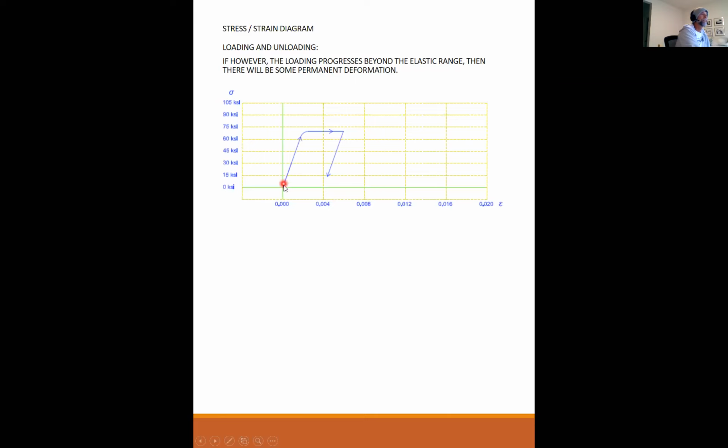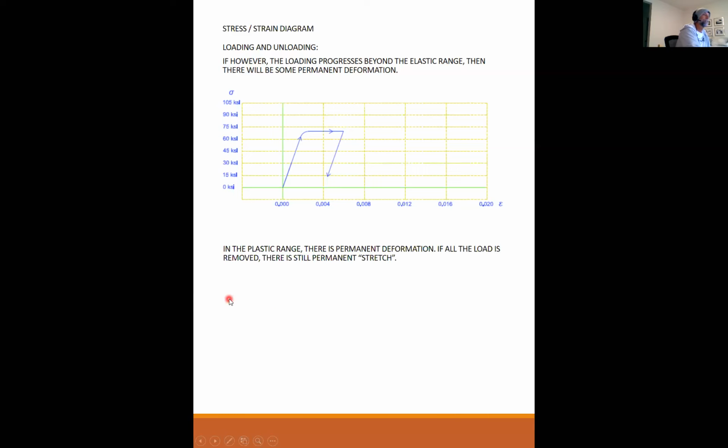So say I took that same piece of rebar and I pulled it all the way until I got to the yield, and then I kept pulling it and it went through some yielding strain, and then I let go of it, it will rebound along this path, not the original path. This new path will have the same slope, but it's going to have some permanent deformation in it.